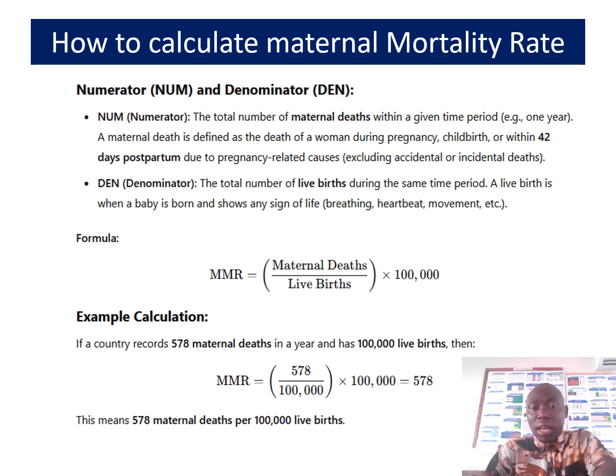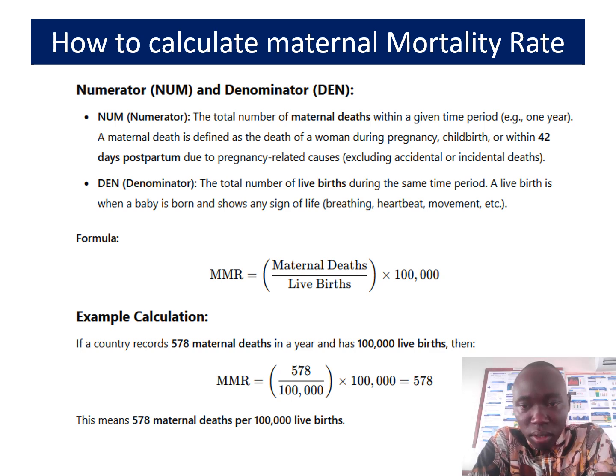The numerator looks at the total number of maternal deaths within a given time period, maybe one year, a quarter, a month. Now, a maternal death is defined as the death of a woman during pregnancy, childbirth, or within 42 days postpartum due to pregnancy-related causes, excluding accidental and incidental deaths. So we need to be clear with this. The denominator is the total number of live births during the same period. A live birth, by definition, is when a baby is born and shows a sign of life: breathing, heart beating, movement, and so on. That's all you need to understand.